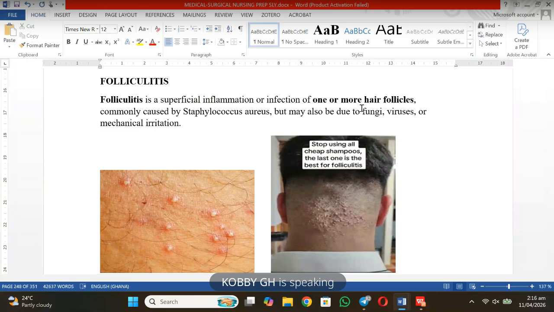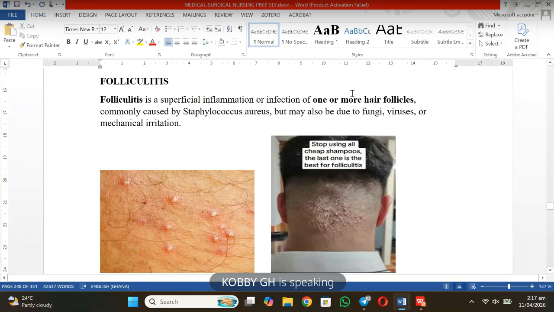Not only on the beard, if you shave your armpits and you experience cuts, there are times that you may experience what we call folliculitis. You will notice that there will be some processes that arise from your hair follicles, and sometimes pus may even come from it. Now, that one specifically is folliculitis.